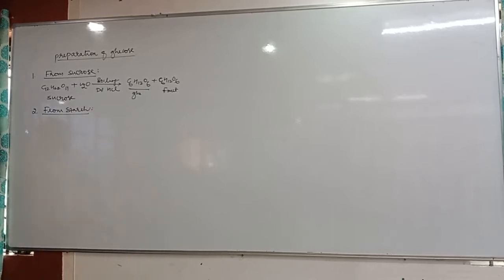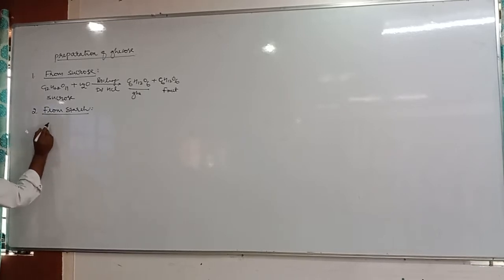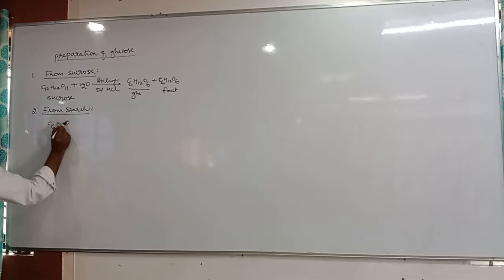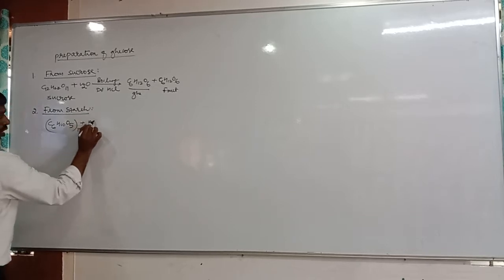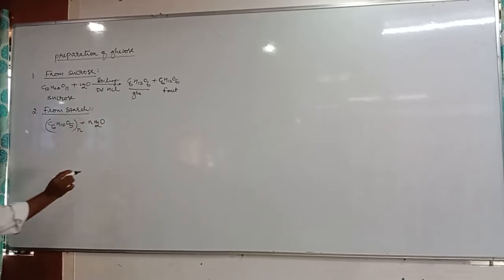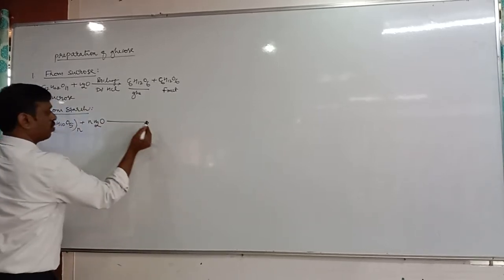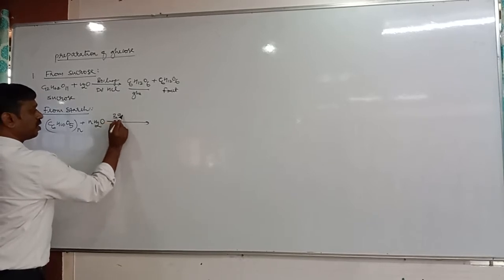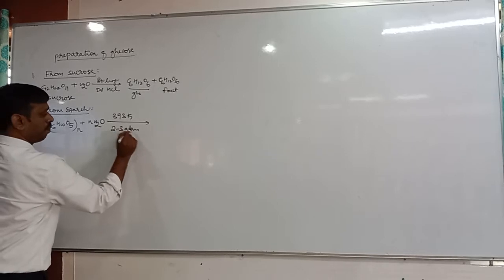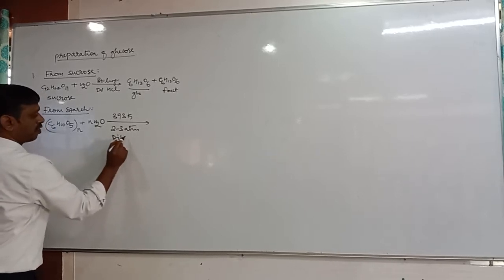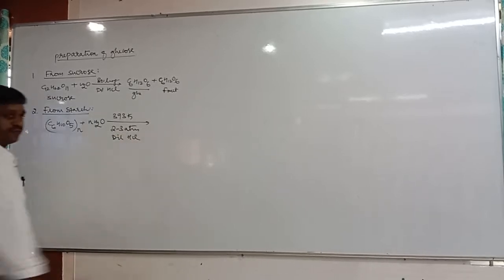Right. Even glucose can also be obtained from starch. What is the formula of starch? C6H10O5, it is n times, no? Okay. And hydrolysis in presence of n number of water molecules. It is at 393 Kelvin temperature, 2 to 3 atm pressure, and in presence of dilute hydrochloric acid.